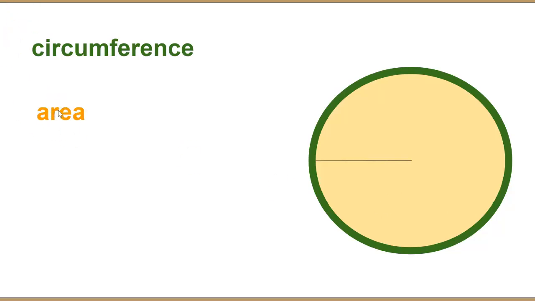Next, we have area. Area, you'll remember, is the amount of space something covers on a 2D shape. So when we look at our circle, it's going to be everything inside. So all of this orange space is the area of our circle, and the circumference is the distance around that area. To find circumference and area, we need to know some things about our formulas.